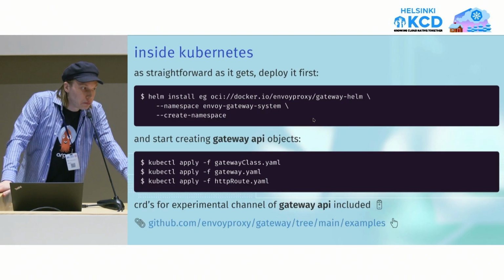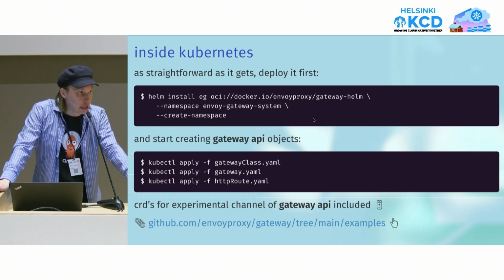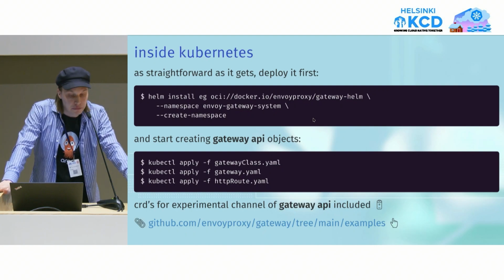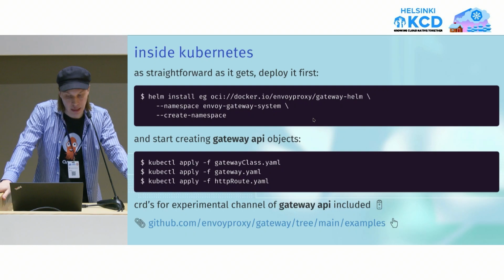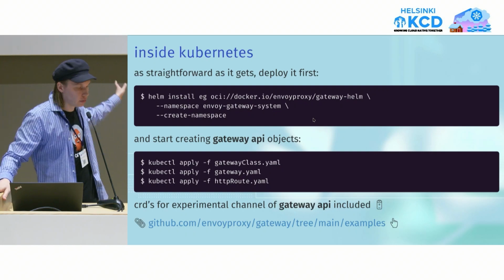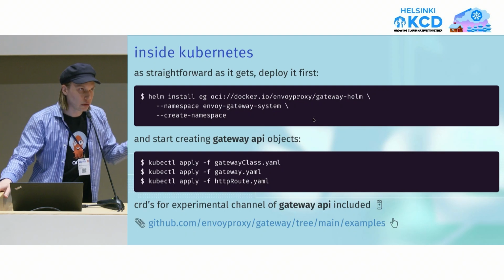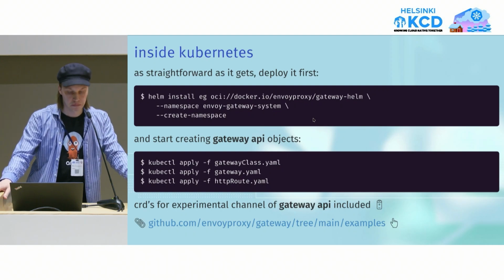And inside Kubernetes, it's pretty straightforward. You just install the Helm chart, for example, and then start applying your manifests. It's that easy. There are some examples, a link to the examples, and CRDs for the experimental channel of Gateway API included. So pretty straightforward.